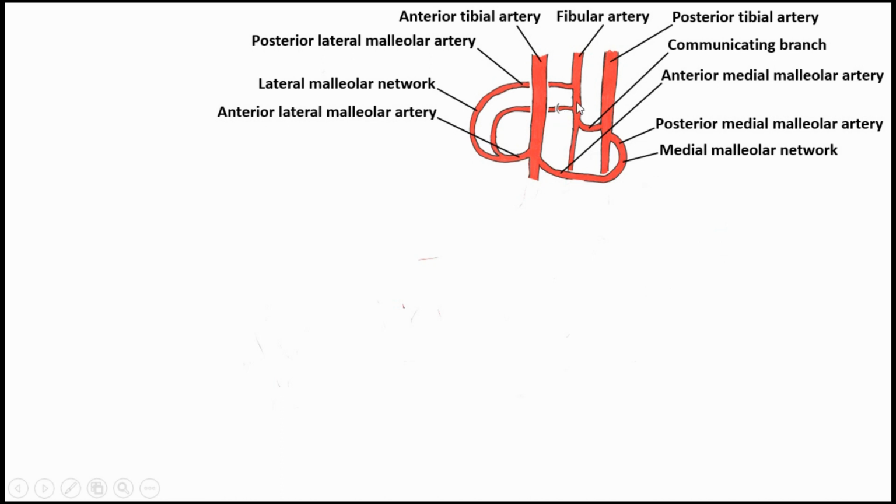But before we do that, there is going to be a small perforating branch that leaves the fibular artery and goes through the distal interosseous membrane and also contributes to the anterior lateral malleolar artery, and therefore is going to give some blood to that lateral malleolar network.